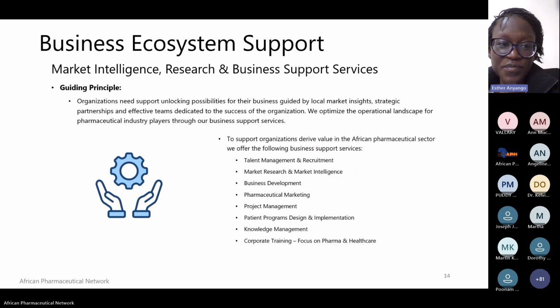Now, in conclusion, under the market intelligence and research and business support services, basically our guiding principle is just the fact that we know that organizations need support unlocking possibilities for their businesses, guided by some market research, some market insight. So because we consider ourselves professionals in that sector, we are offering business support services and talent management and recruitment, market research, market intelligence, business development, pharmaceutical marketing, project management, patient programs, knowledge management, and corporate training.